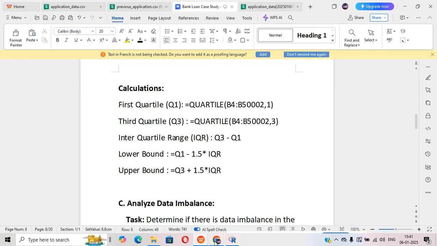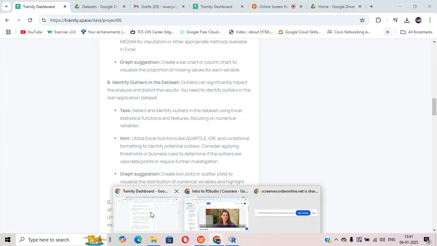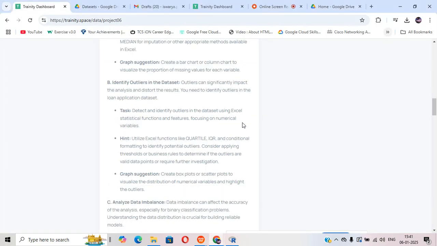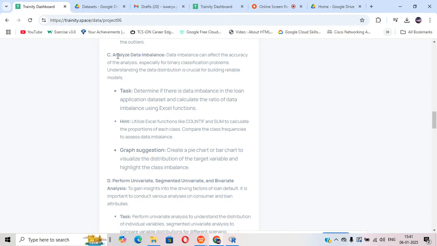And moving to the third one. In the same way, the previous application is also done. The third task is analyzing data imbalance. They told us to use COUNTIF and SUM to calculate them.